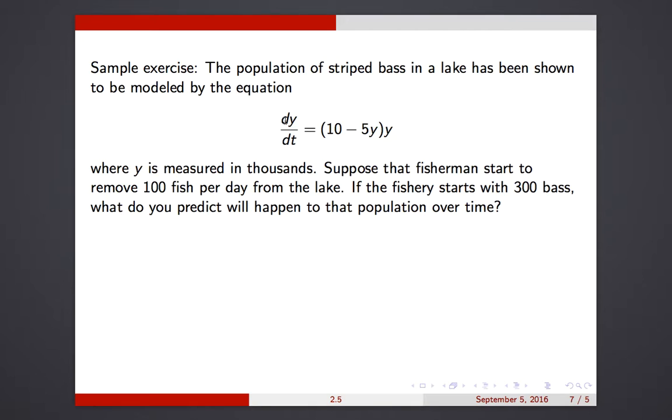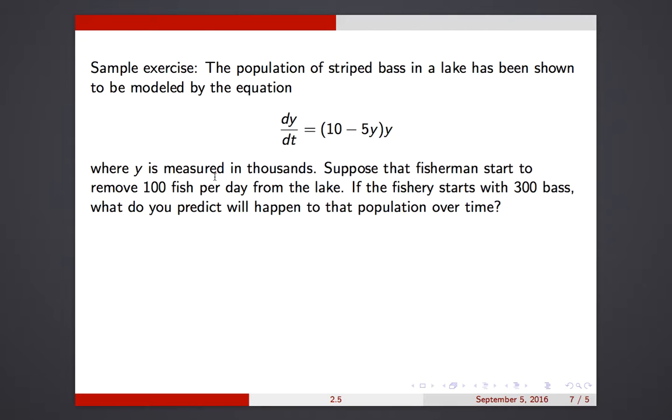Okay, but in this case, we don't just have logistic growth. We have fishermen that are going to pluck fish out of there at a rate of 100 fish per day. So the question is, now what do you predict will happen to the population over time? And so I can tell you what the students in class said.